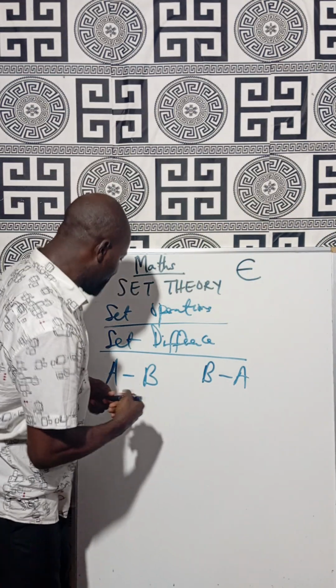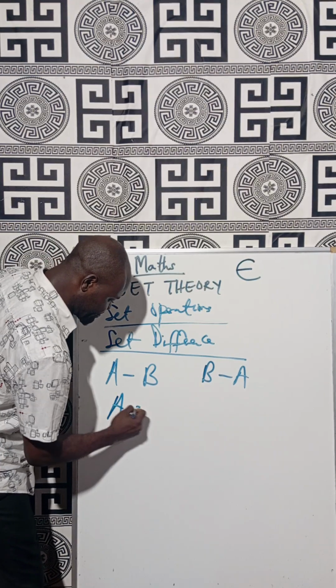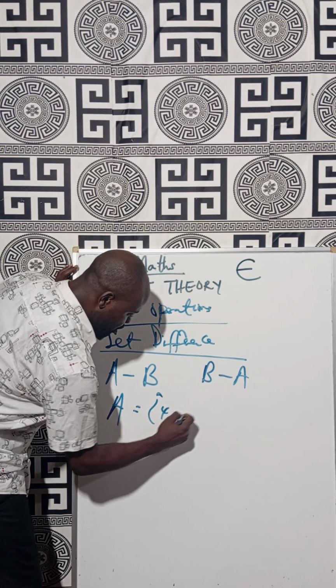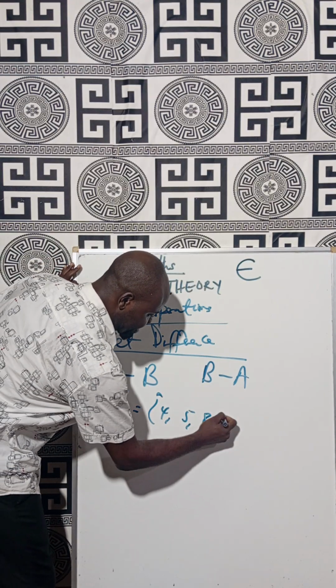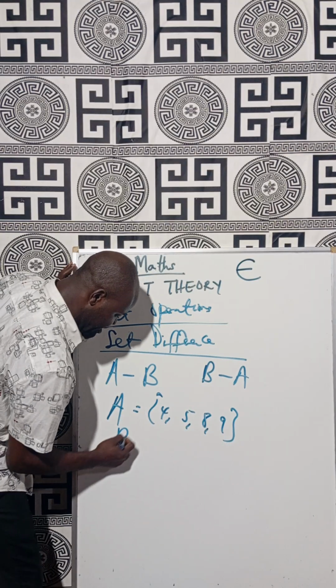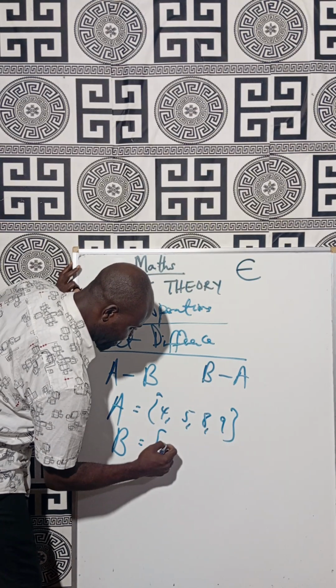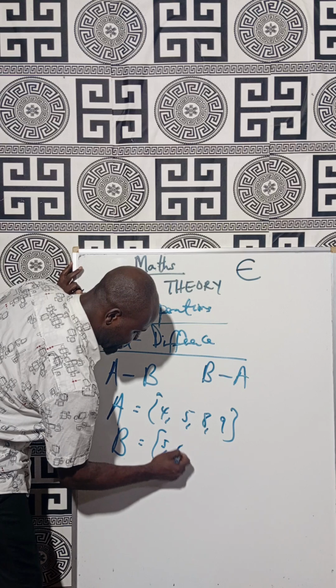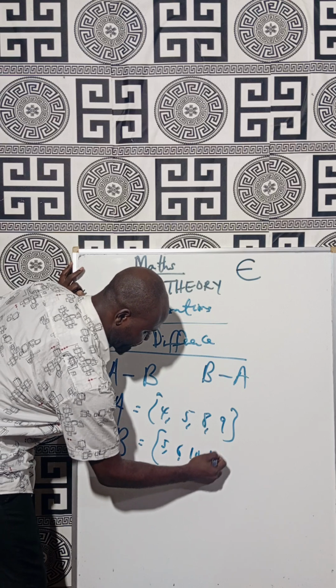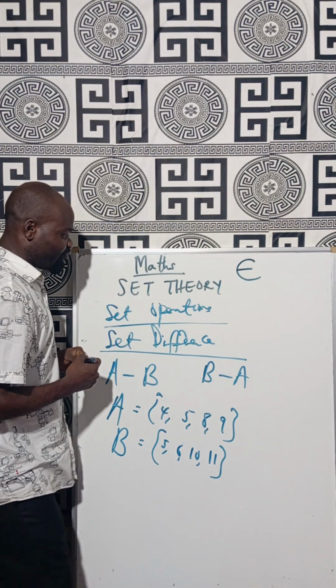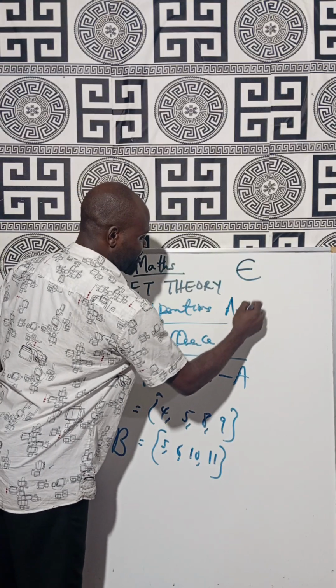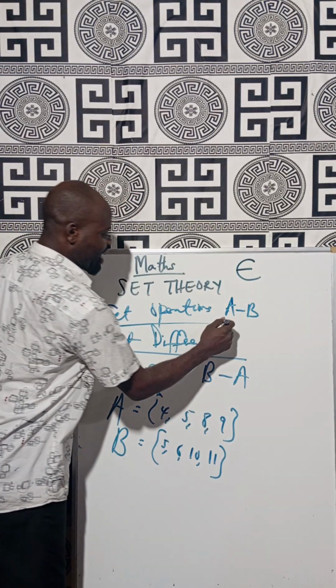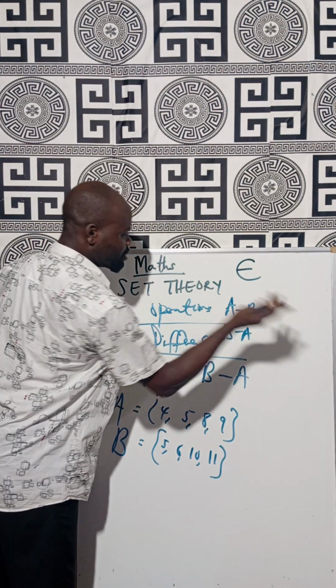Let me give you an example. Let's say we have set A as 4, 5, 8, 9, and let's say we have set B as 5, 6, 10, 11. Now, let's say you are asked to find A minus B. Find set A minus B and find set B minus A. What's that going to be?